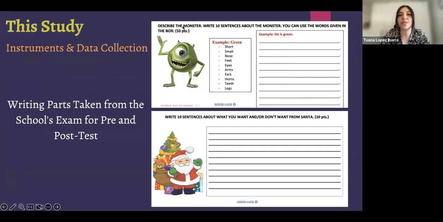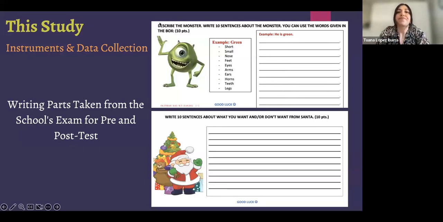They were supposed to describe the monster in the picture. They were supposed to write 10 sentences about the monster, and they could use the words given in the box. We even provided an example there, for example, he is green. So they were supposed to write really short sentences, like he has got eyes, he has got 2 ears. So they were really free.